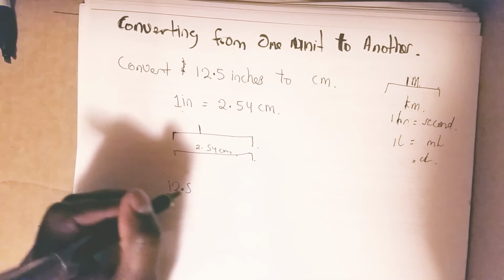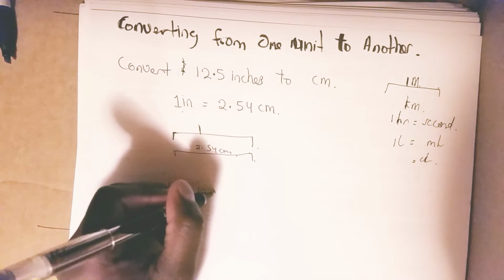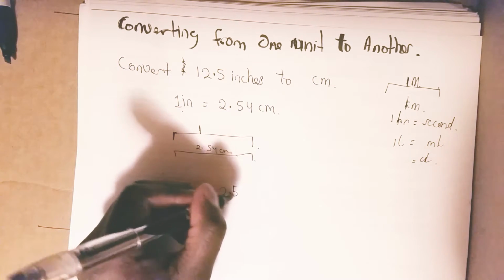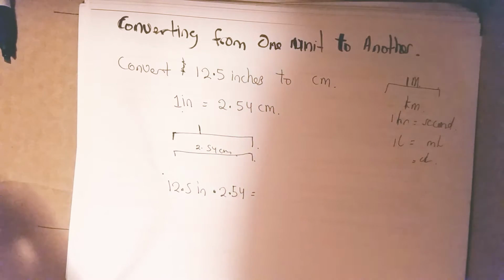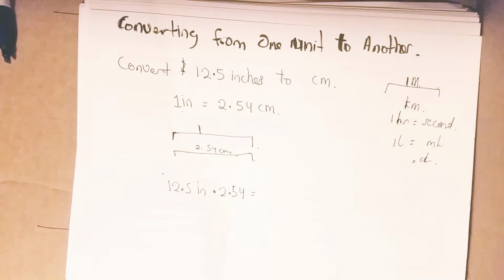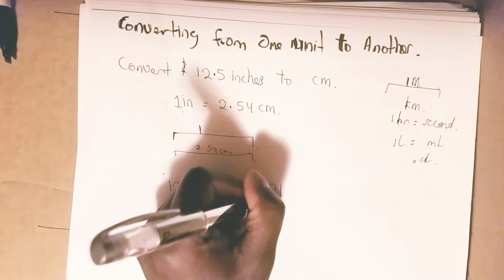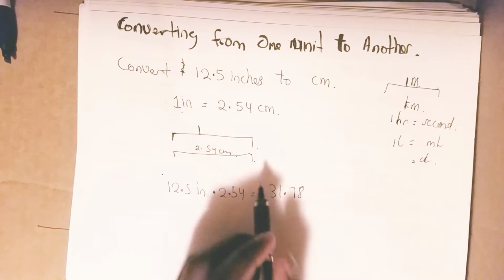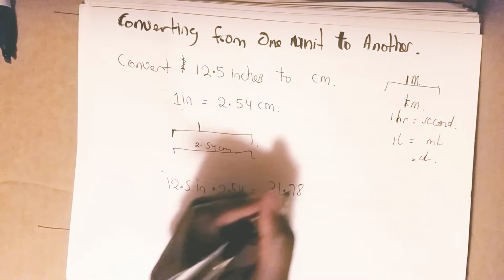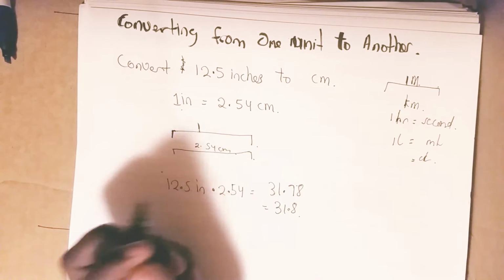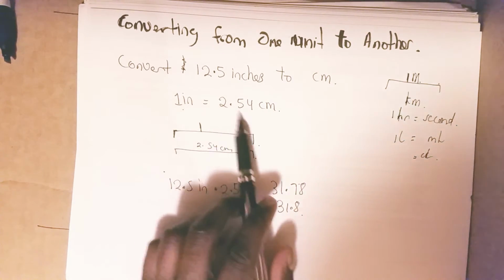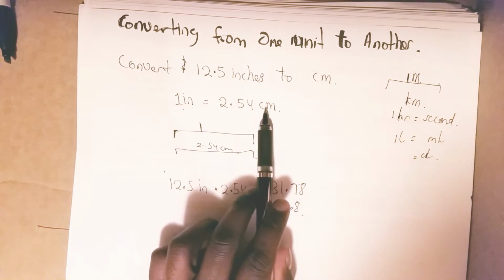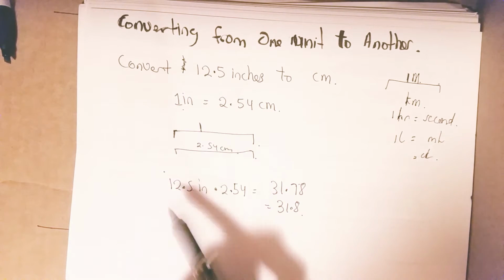So if 1 inch is 2.54 centimeters, then 12.5 inches will be 12.5 multiplied by 2.54, and the answer is 31.78. You round that off to 3 significant figures. So you get 1, 2, 3. The 8 is more than 5, so you round it off to 31.8. Simple conversion. If 1 inch is 2.54 centimeters, then 12.5 inches would be just 12.5 multiplied by this.